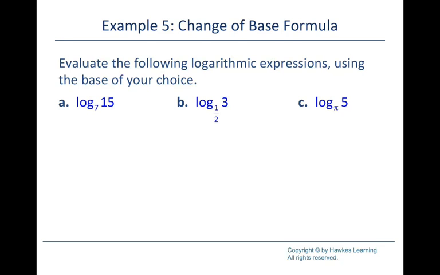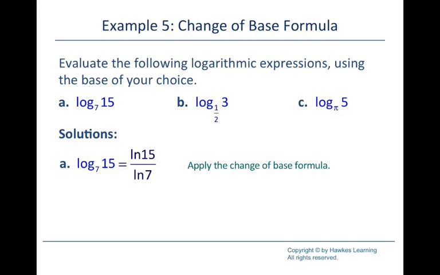We have log base 7 of 15, and we want to use either log or natural log. So for the first one, they're going to use natural log, so that means you do natural log of 15 over natural log of 7. Those are just numbers. You punch them in the calculator and you get a decimal answer. Okay?